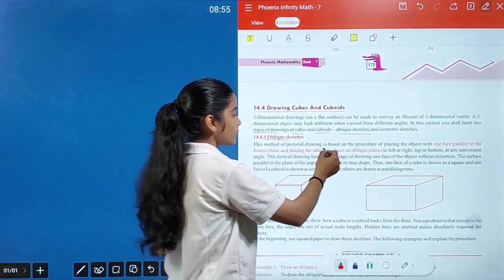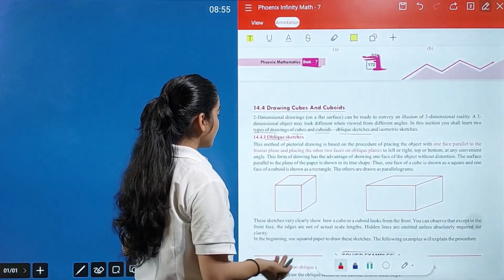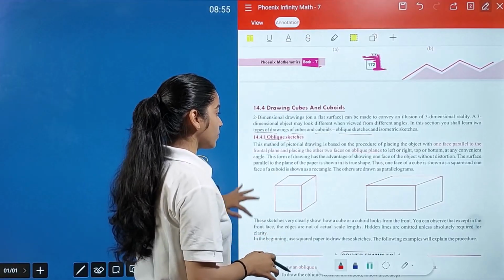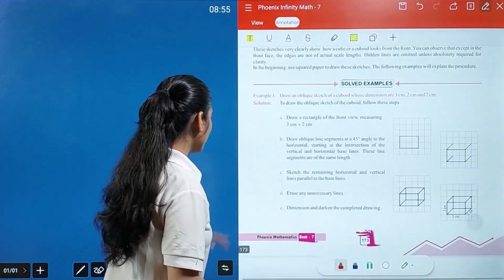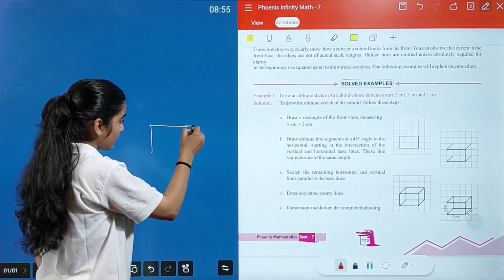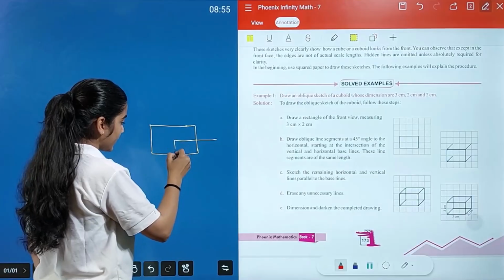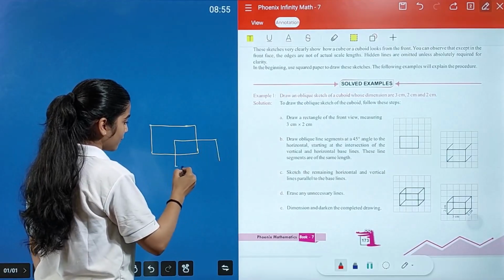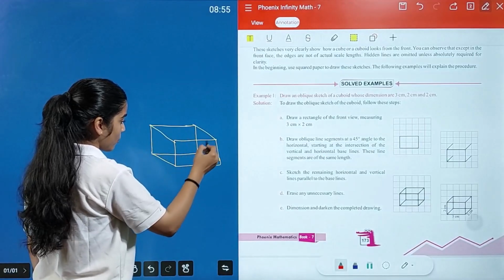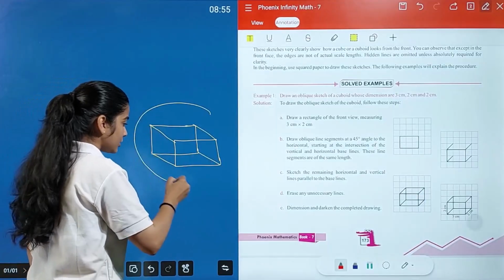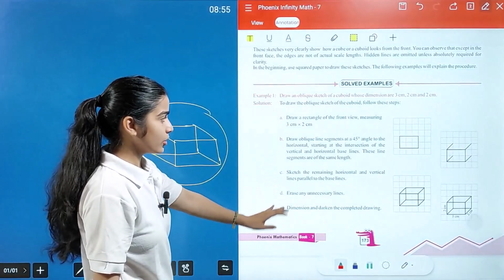This method of pictorial drawing is based on the procedure of placing the object with one face parallel to the frontal plane and placing the other two faces on oblique planes. This is very easy. We already do it in our smaller classes. When we have to make a cuboid, first we make a rectangle, then we make another rectangle, and we just connect their vertices together. So this is your 3D diagram of a cuboid. That's it.